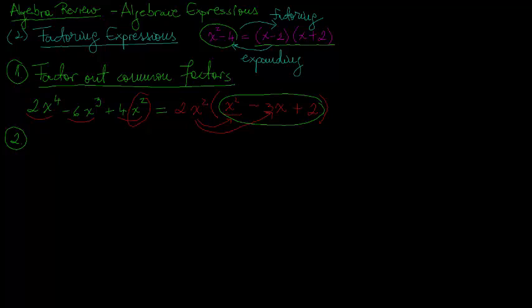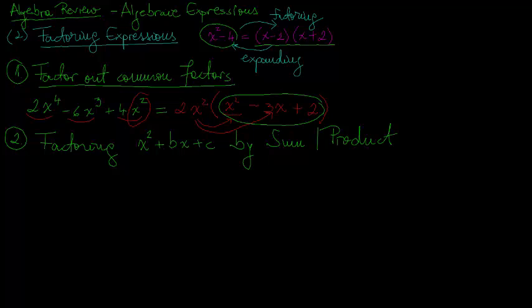Namely, let's look at the second technique. We're going to factor expressions of the form x squared plus bx plus c by using a so-called sum and product technique. So let's look at an example just like the one above. Let's say x squared plus 7x plus 12.